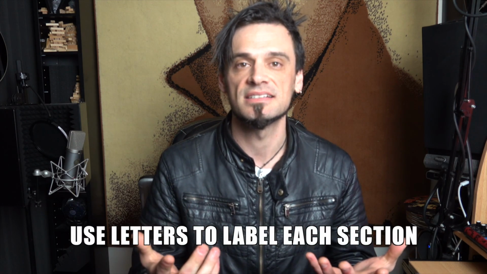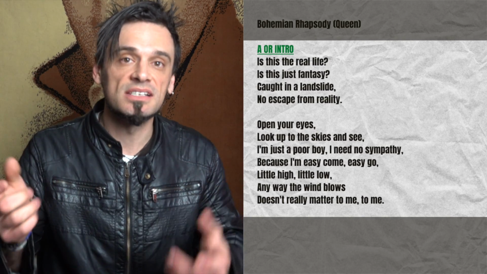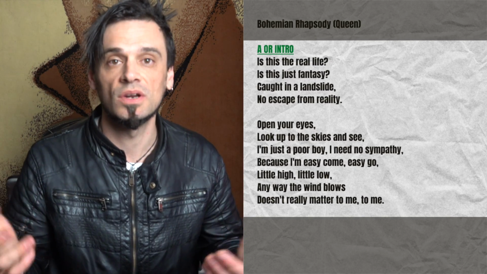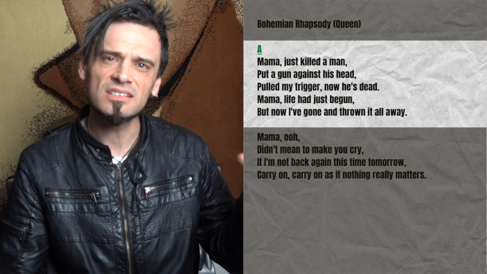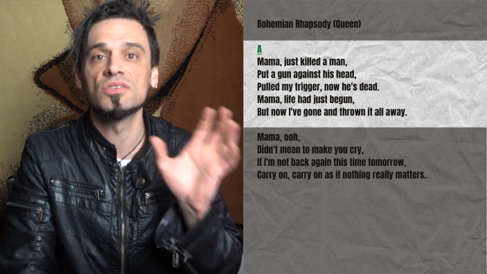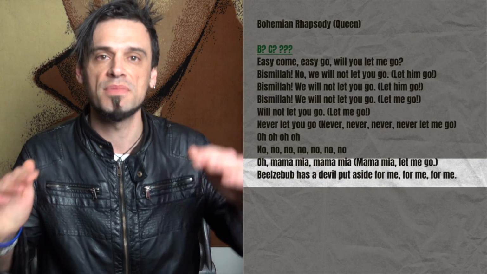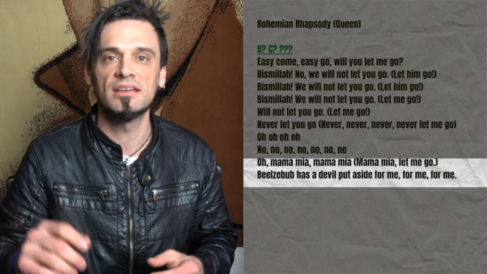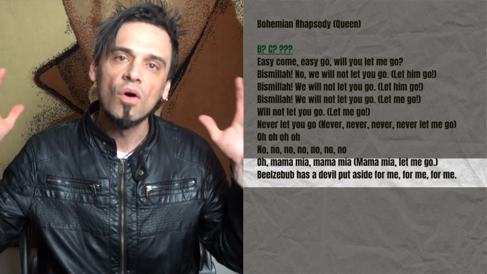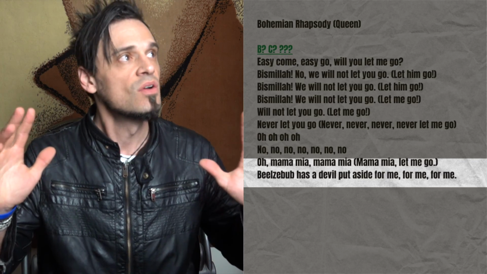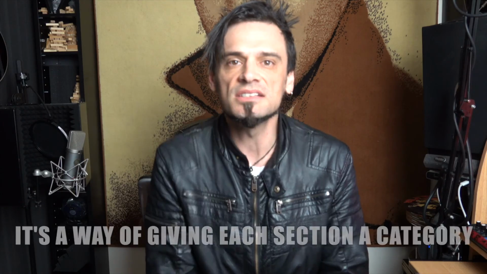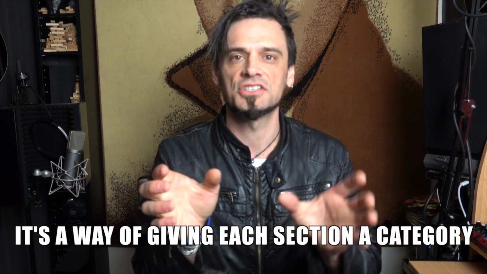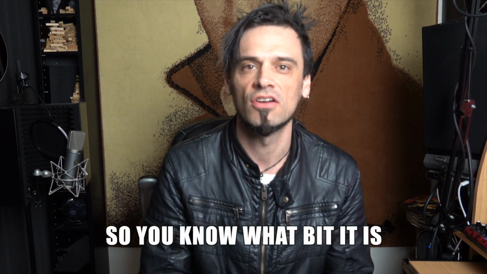But yeah, if I was trying to write out that song form, what I would potentially do is use letters. So the intro, you might say, is an A, or you could just call it an intro, and then the "Mama, just killed a man" section you could call an A, for instance. And then from there, as we get into the "Mamma mia" and all of that kind of stuff, you could say, well, they're just different letters. It's just a way of giving each section a category. You just need to give it its own identity so that you know what bit it is, rather than just saying, oh, it's that bit that goes no, no, no, no.